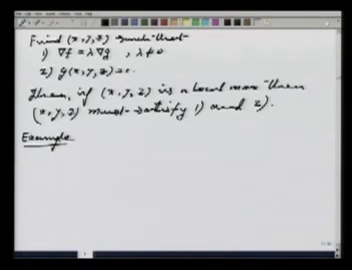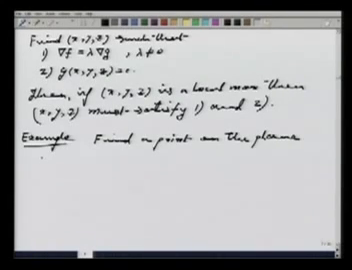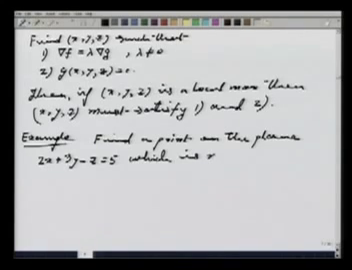Let us look at the following problem. Find a point on the plane 2x plus 3y minus z equal to 5 which is nearest to the origin.